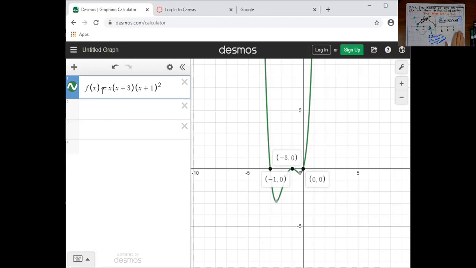So the bottom line is, to find the equation from a graph, you find the zeros, and then you write out factors associated with those zeros. Did that help?